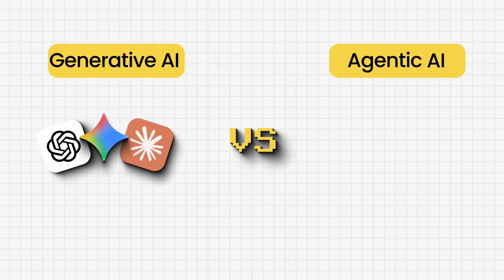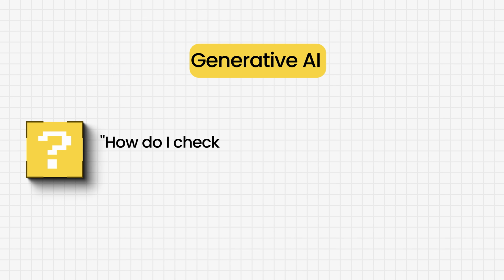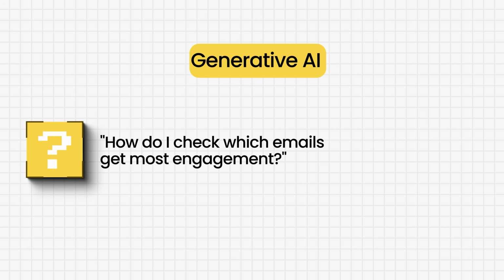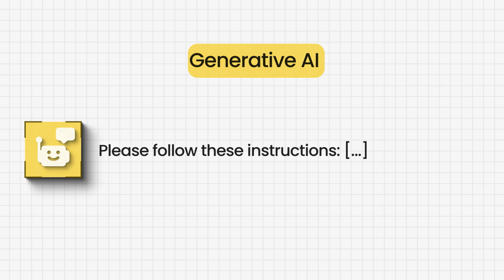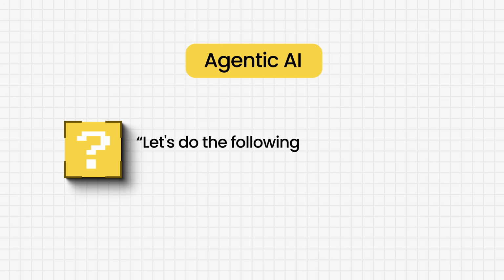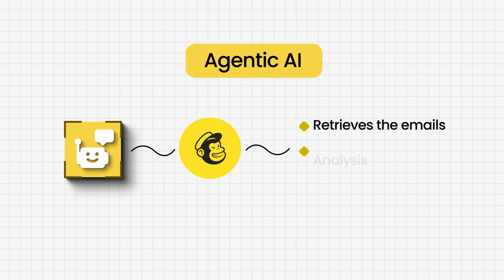So here's the difference between generative AI like ChatGPT, Claude, Gemini, and an agentic AI, like Claude Cowork, for example, or Manus AI. You ask an LLM a question: how do I check which emails get most engagement? And it gives you instructions on how you can do it. That's Gen AI. With agentic AI, you tell an AI agent to actually go and do this. So it connects to your MailChimp or whatever email tool you use, retrieves the emails, analyzes them, and gives you the results of engagement data. So it doesn't answer your question, it actually acts on your instructions.